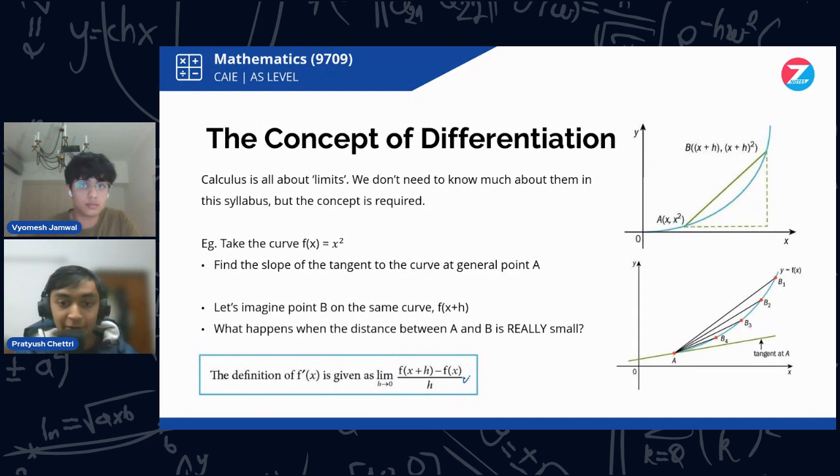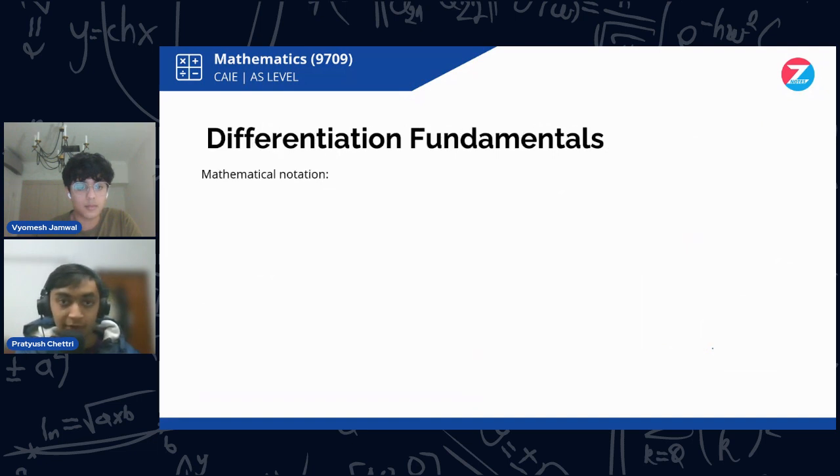So I'm not going to tell you how to use this formula. Just know that it exists. You don't have to memorize it or anything. Understand that as you approach zero, that's a limit. As you get closer and closer to A, the difference between the two points will just be a line that makes a tangent.